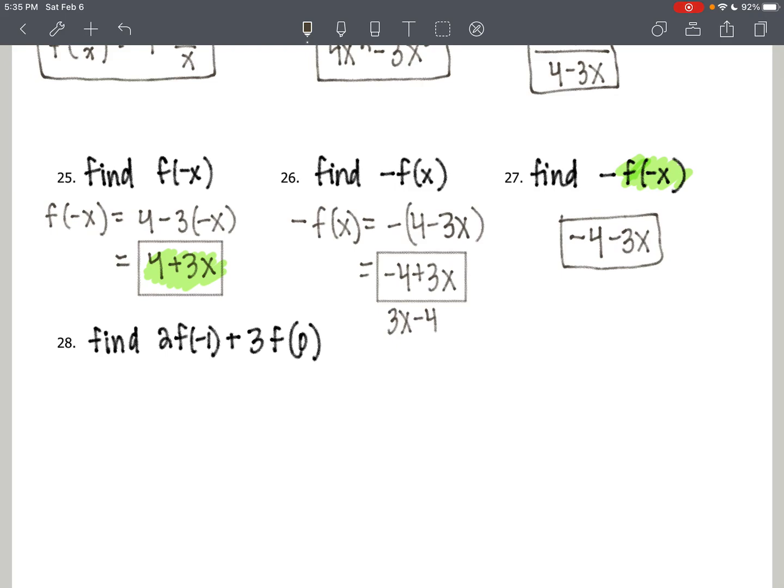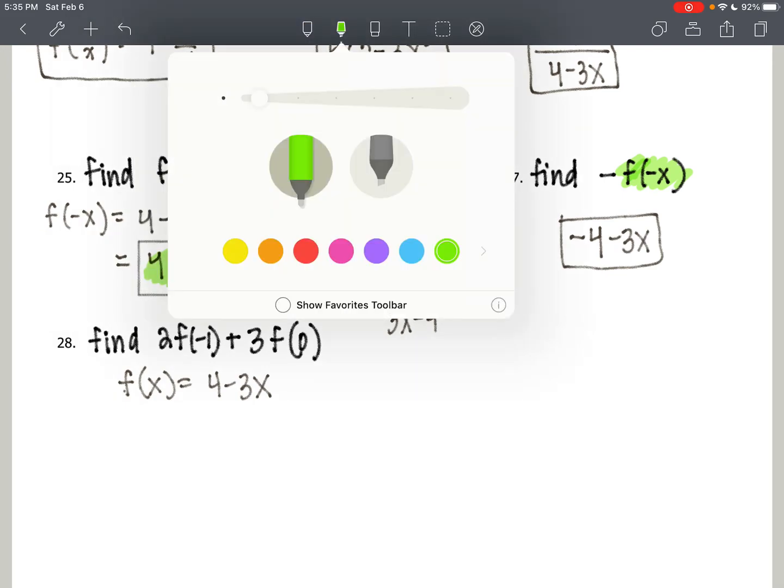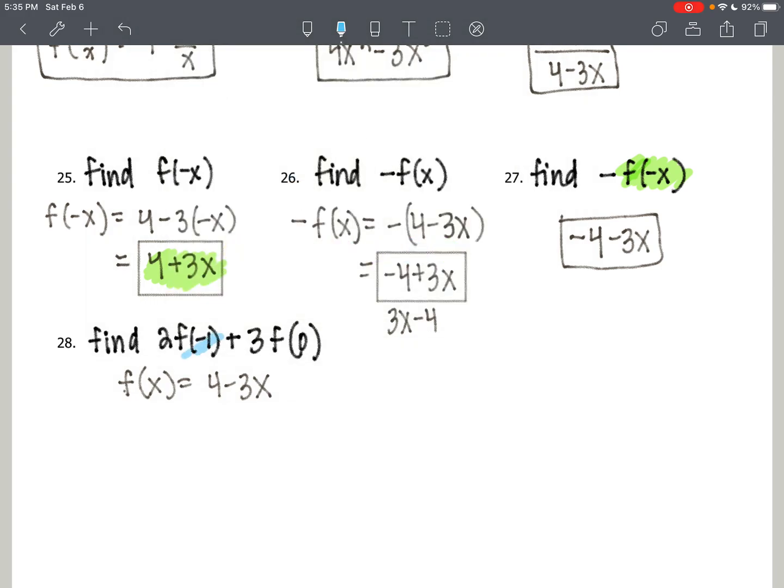Find 2 times f of negative 1 plus 3 times f of 0. I'm going to rewrite f of x for us right here. F of x equals 4 minus 3x. Give it a try, and then come on back. Okay, welcome back. I like to use color. If you haven't figured that out yet, I like to use color.